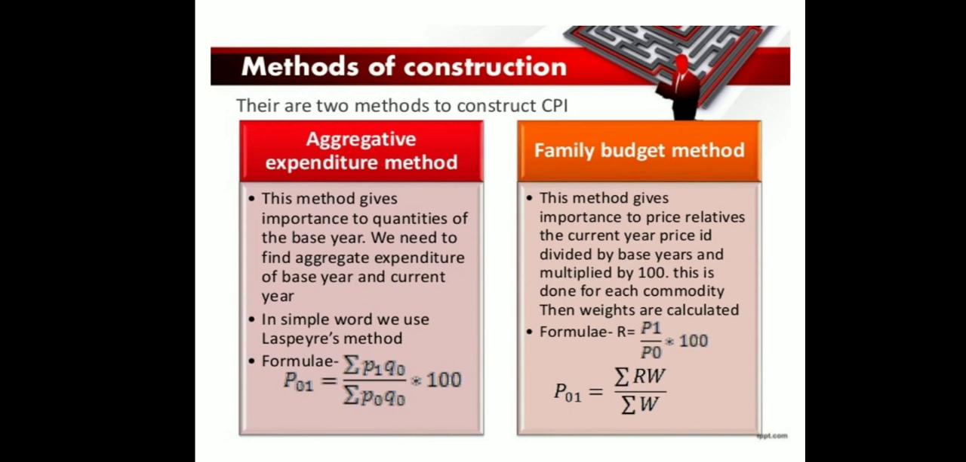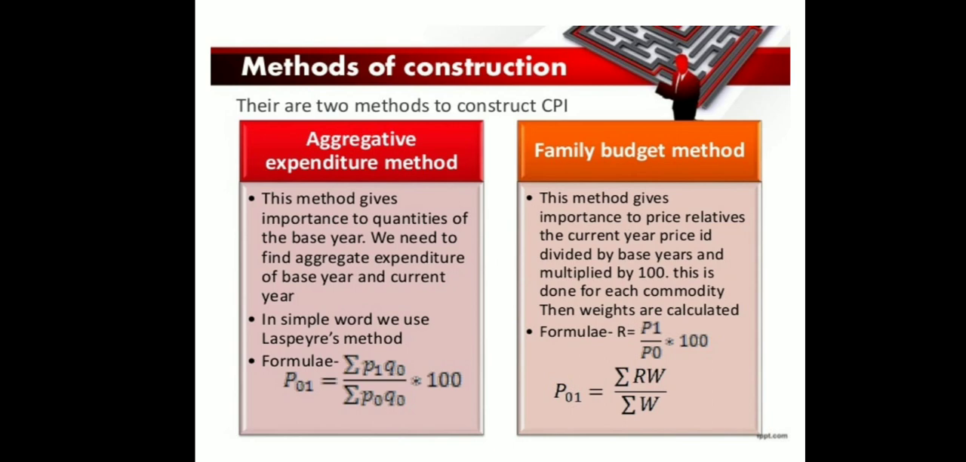Cost of living index numbers are intended to represent the average change over time in the prices paid by the consumer for goods and services. What is the need for the consumer price index? The need is actually constructing the consumer price index.